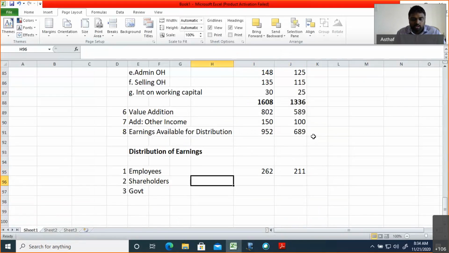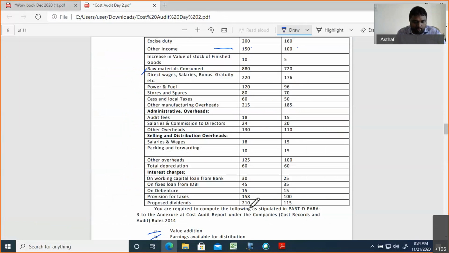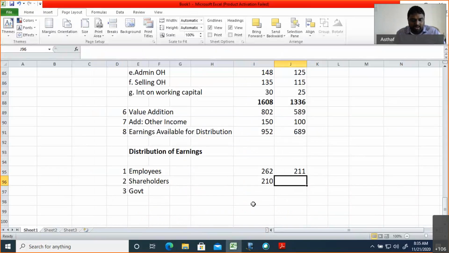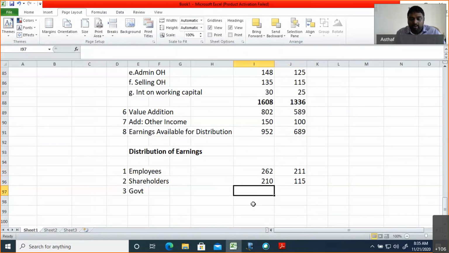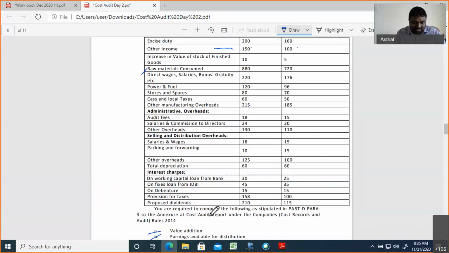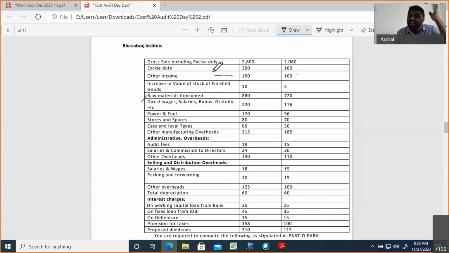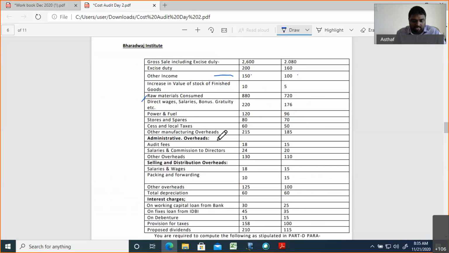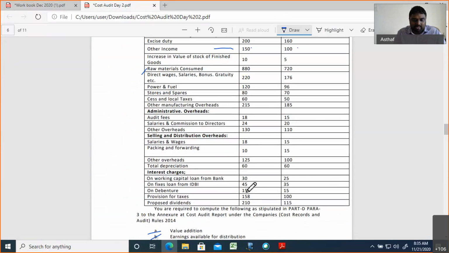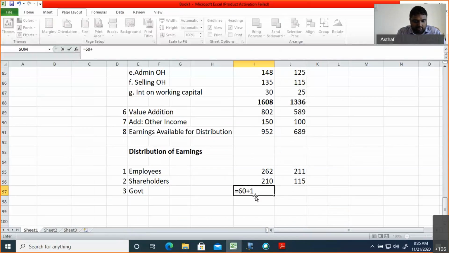211. Shareholder, we pay dividend. So what is the dividend? Proposed dividend 210 and 115. Government, we pay taxes. So taxes we will have to. Excise duty already reduced, so that will not come. Here there is one item, cess and local tax, which is 60. Plus there is a provision for tax, which is 150.